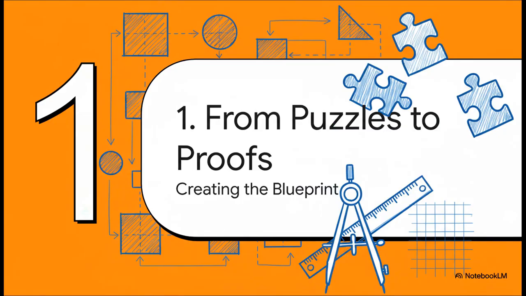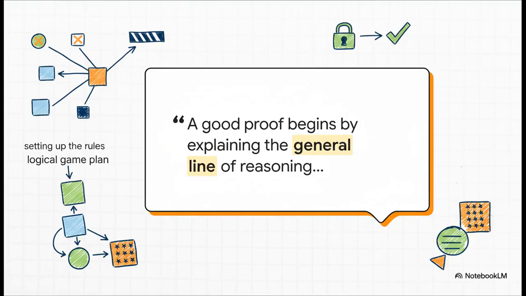The first step to cracking any really tough problem isn't to start guessing. No, it's actually the opposite. It's to stop, take a step back, and create a perfect blueprint. We need to define the rules of the game with absolute mathematical precision. This quote from our source text, Mathematics for Computer Science, just hits the nail on the head. This whole process is called problem formulation. It's all about creating a clear, logical game plan before you even make your first move. You're setting up the rules so there are absolutely no ambiguities.